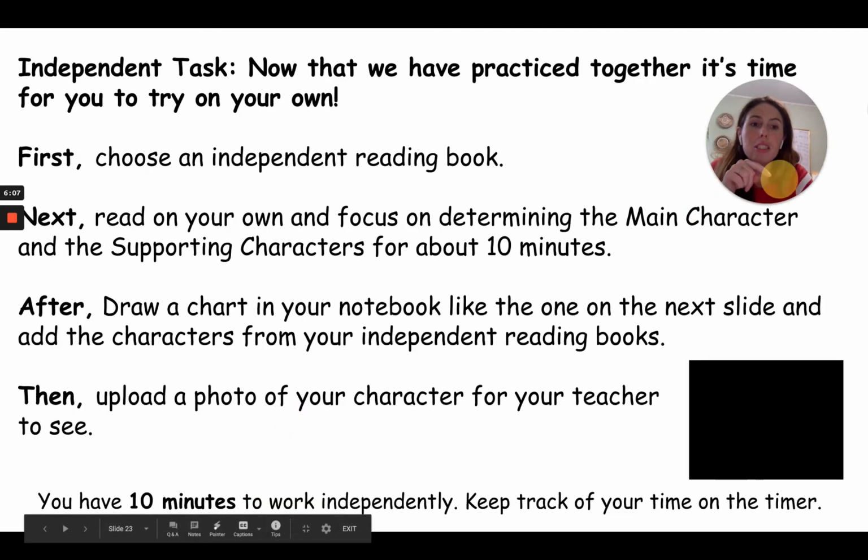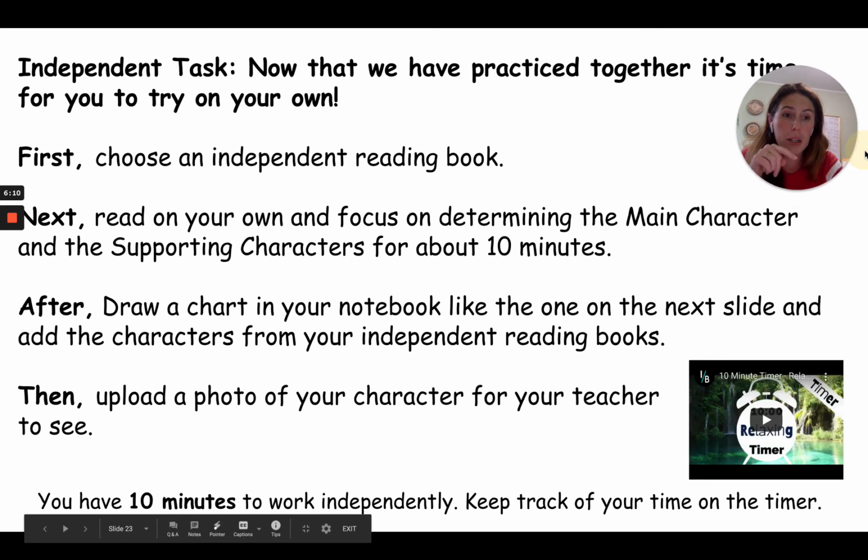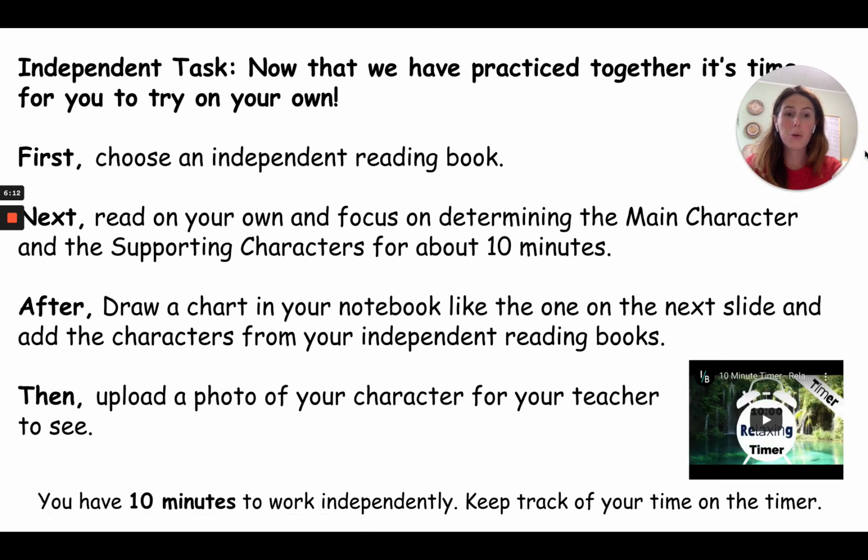What you're going to do now is read your own books and try to figure out who the main character is and the supporting. So first, you're going to choose an independent reading book. Next, you're going to read on your own and make sure you're focusing to determine who in your book is the main character and who are the supporting characters. You have about 10 minutes to do the reading part, and you can use this timer here.